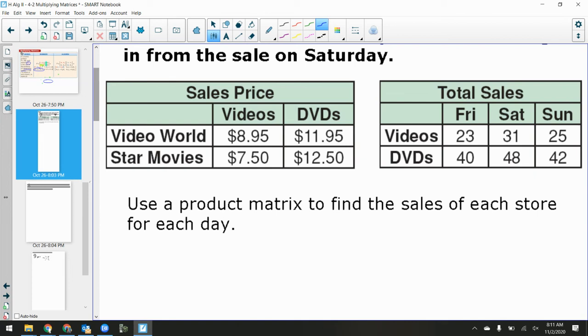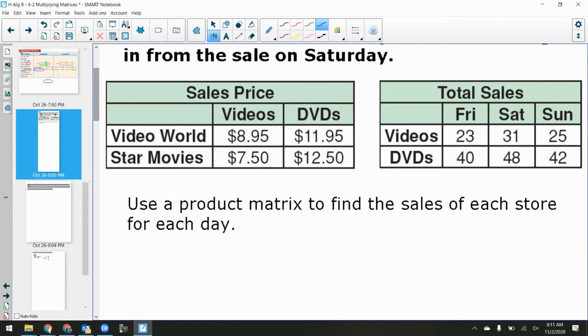I love how this is still like VHS tapes, I guess. Price for the video times the amount of them that they sold. That will give me the amount that I earned for that particular thing. And then I would say, okay, $7.50 was the amount for the video, and I sold 31 of them or so. I would take the price times the total sales, and that would give me my total income, right?